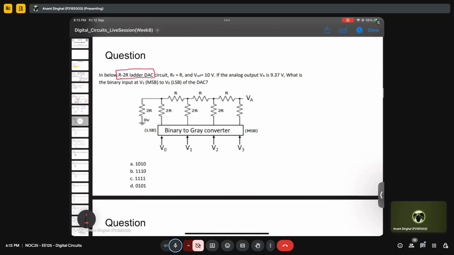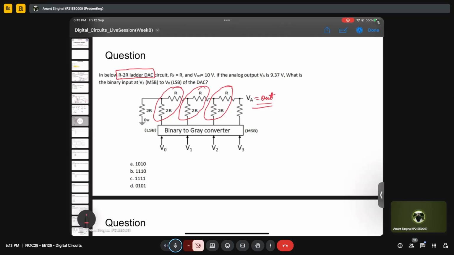So in this, what do we have? We have a combination of R and 2R again and again. So you see R, 2R, R, 2R, and so on. That is why we call it an R2R ladder network. And this is the analog output again. So this is the output.